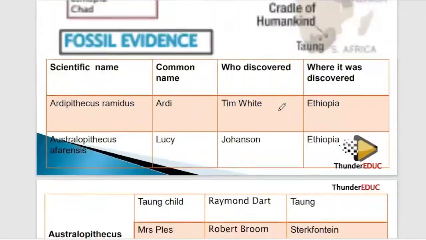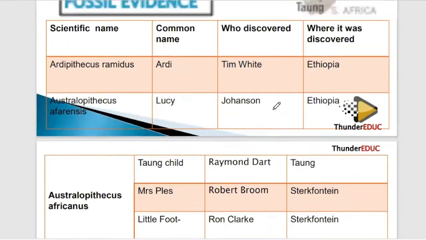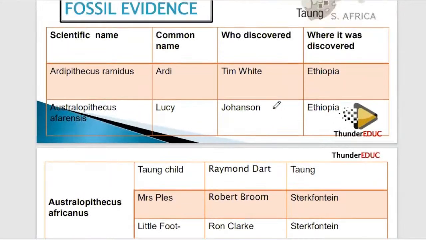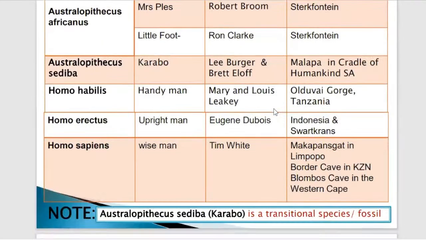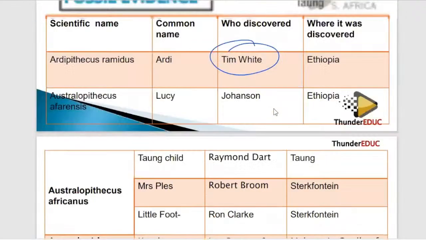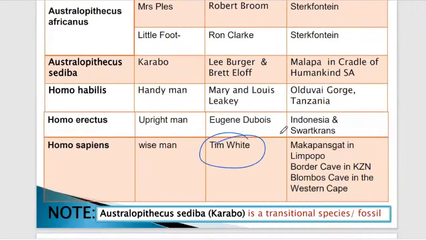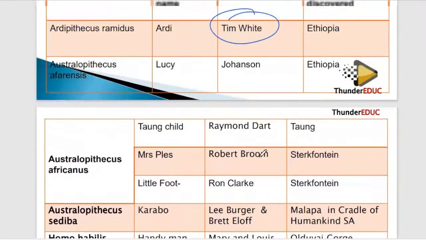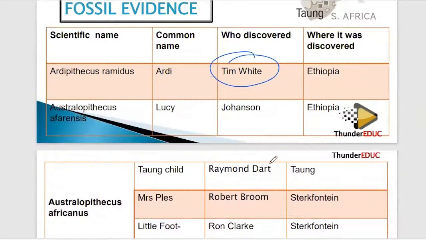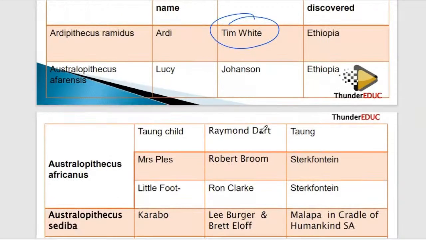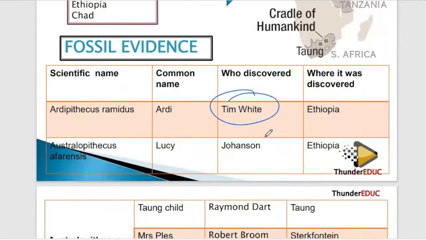How do I remember this? This is the table where you're supposed to remember. Ardipithecus, the first one, and the last one were discovered by the same person. Ardipithecus, ramidus, Homo sapiens. There is a small video I created which shows this. It's like a song, but you are remembering. So that is the first step.